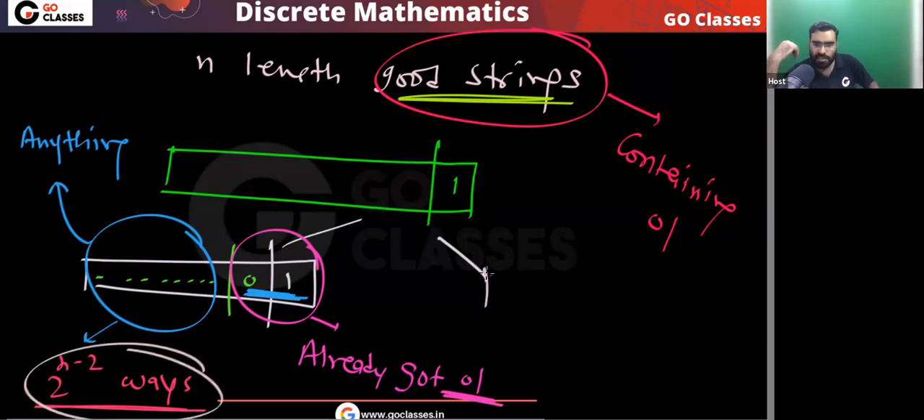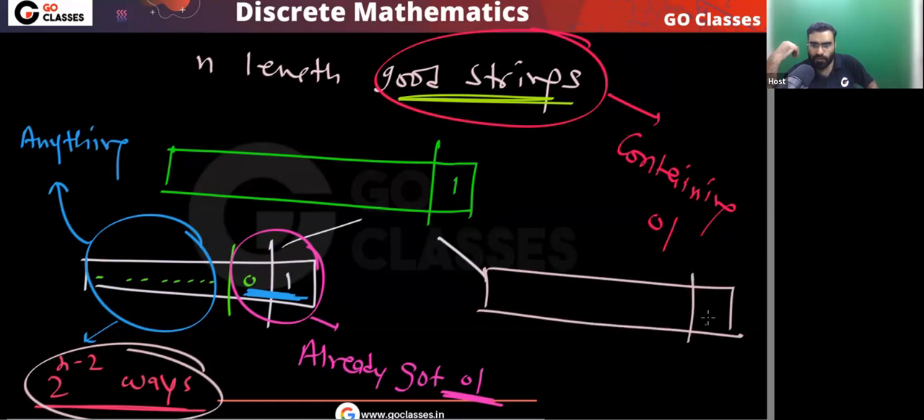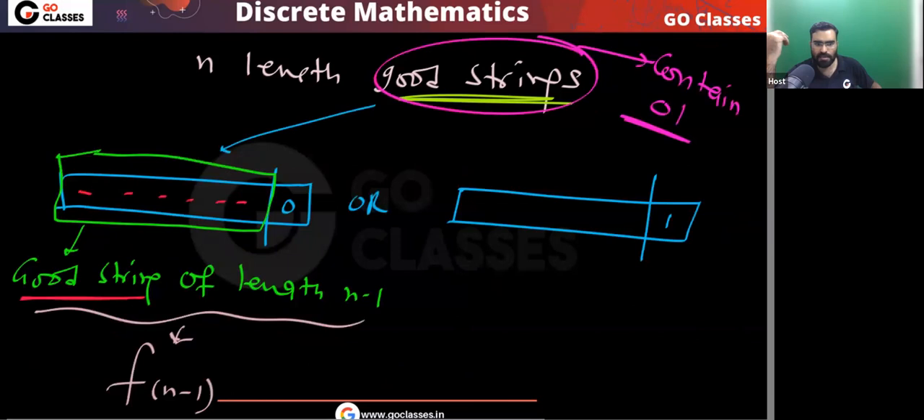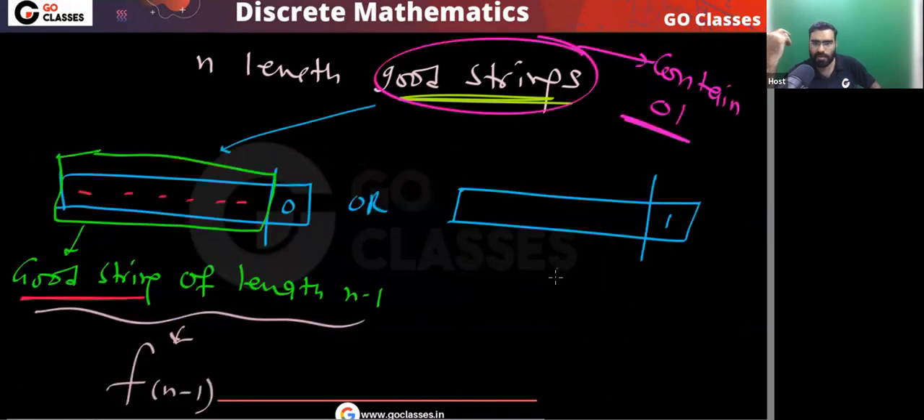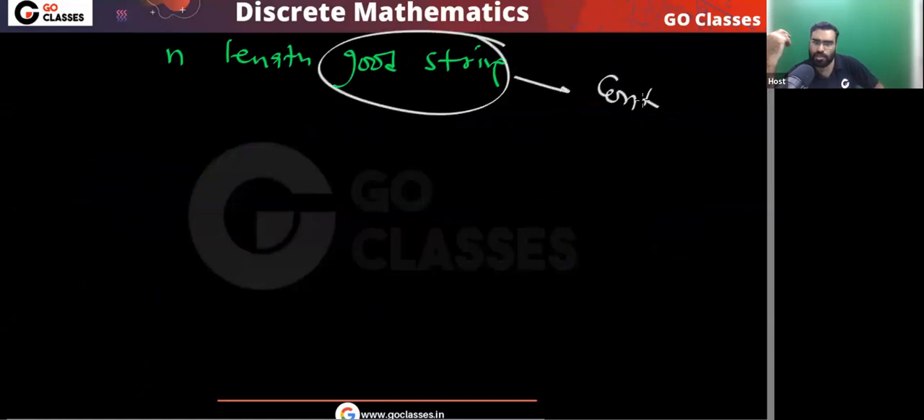But there is something interesting here. If I put 1 here and this symbol is also 1, now what to do? This case is pending. Now tell me, I want an n length good string. Good string means containing 0, 1.